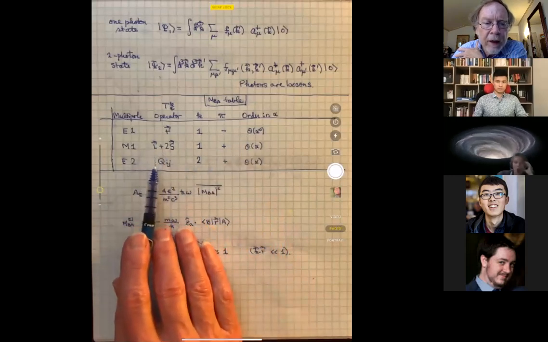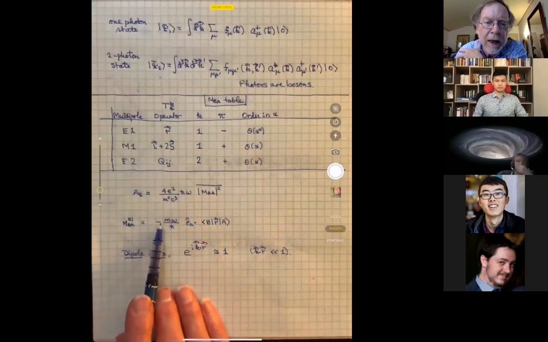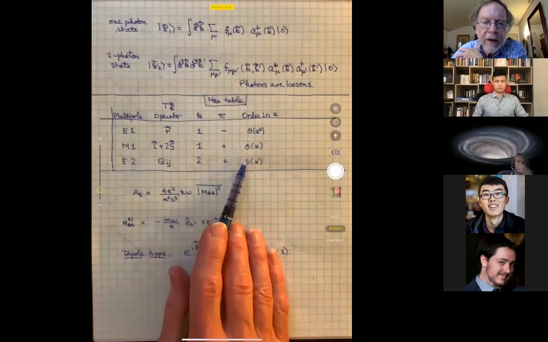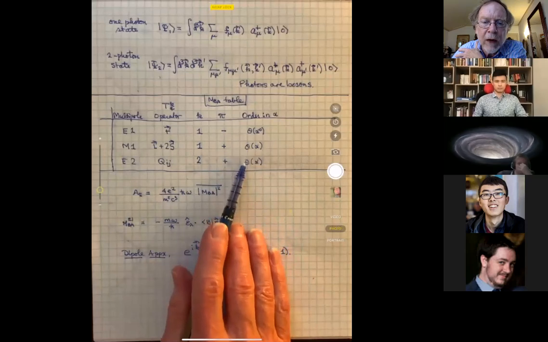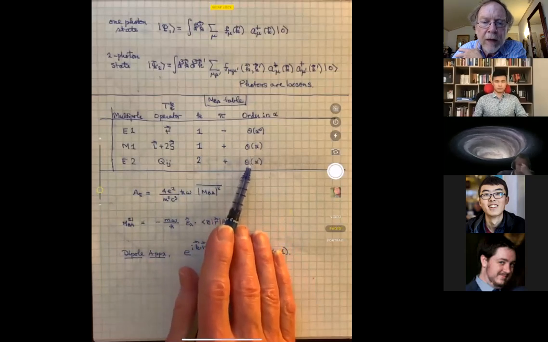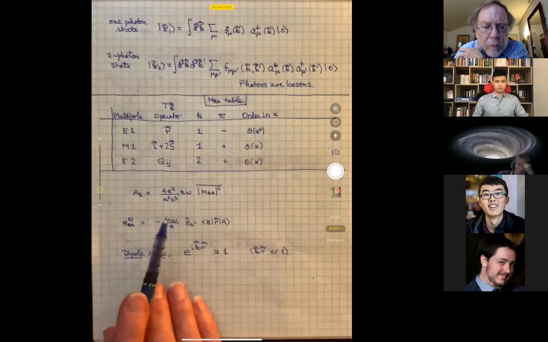Now the M1 and E2, which I haven't written down the corresponding MBAs for, but they were in the last lecture. If you look at them, they have a factor of the wave vector K in there, and as I explained in that lecture, the K is of order alpha, the fine structure constant. The K of the light wave is a small quantity. So these two matrix elements are down by a factor of alpha compared to the E1.